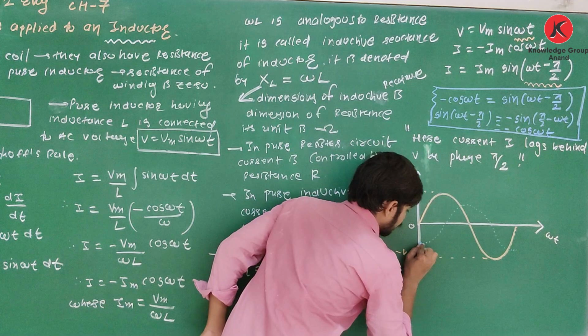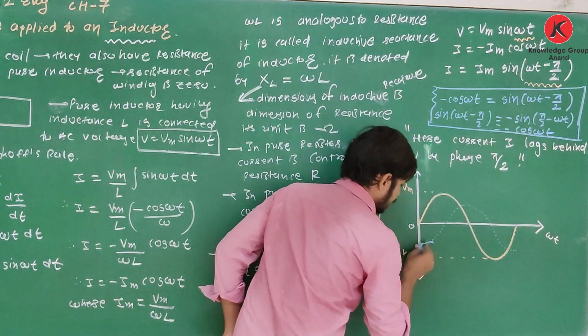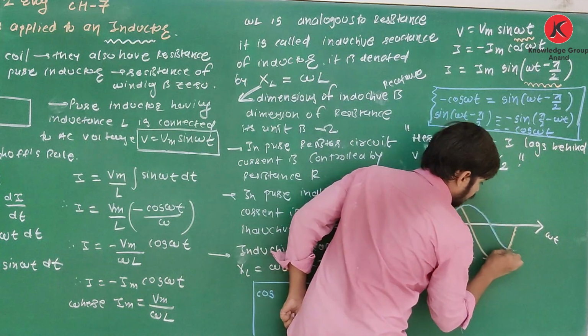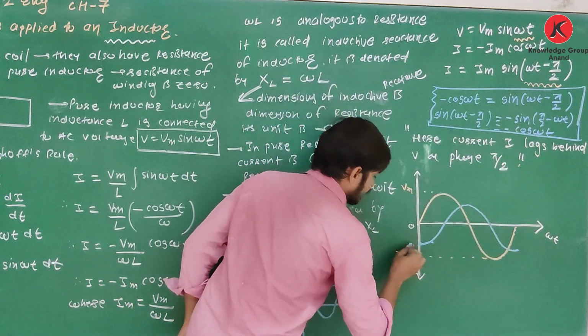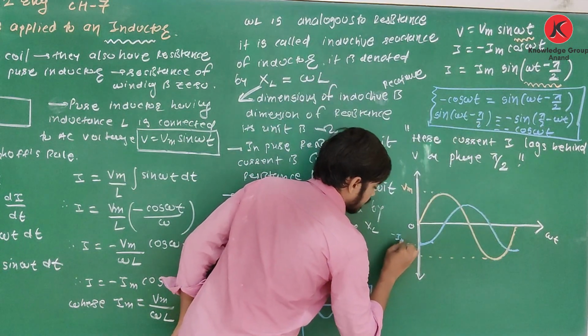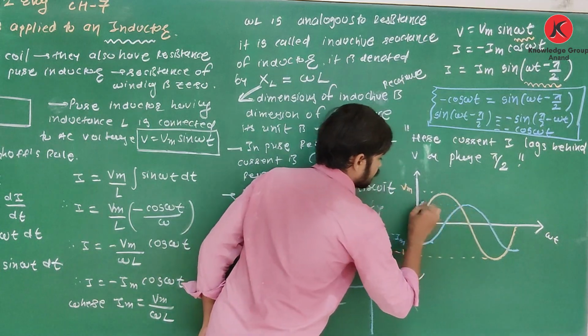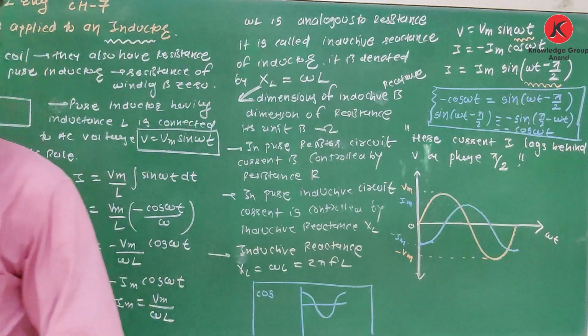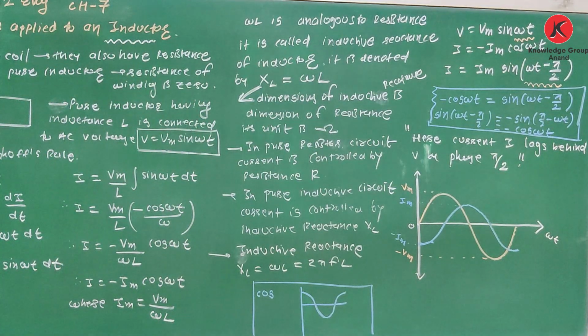Okay, it is the graph of current. Here it is minus Im. Here it is plus Im. Clear about this? So yes, it is the graph for a purely inductive circuit.